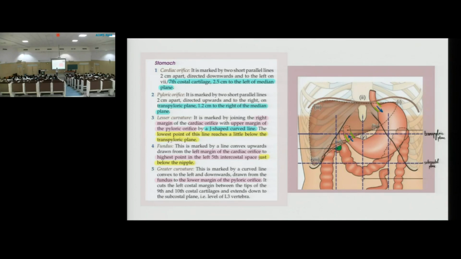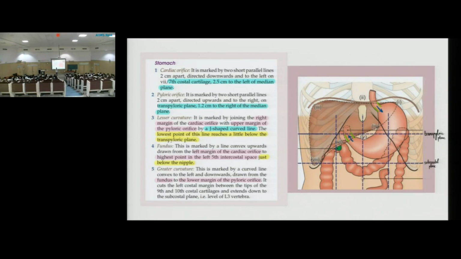Pyloric orifice is exactly opposite to the cardiac orifice. It is directed towards the right and upwards, and it is present just below the transpyloric plane, and it is 1.2 centimeters right to the median plane.